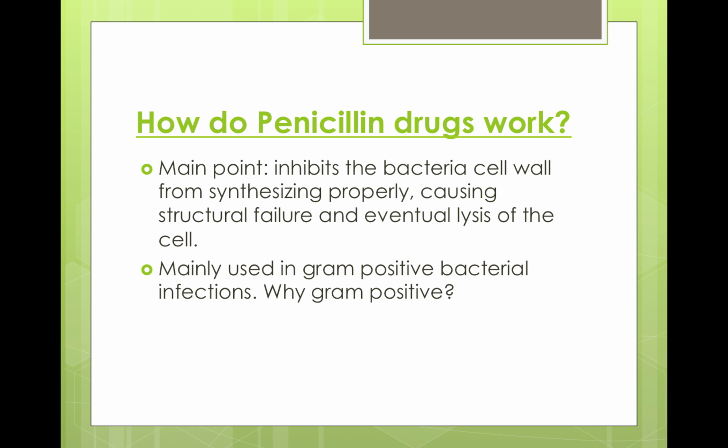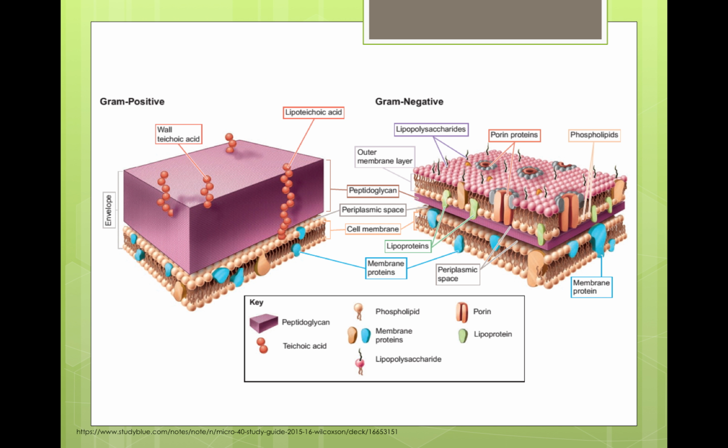So why gram-positive? I know this isn't a micro class or anything like that, but we'll just touch on this briefly. Over here on the left is a gram-positive bacterial cell wall, and this has a ton of peptidoglycan, which is what makes up their cell wall. Plants use cellulose, fungi use chitin, bacteria use peptidoglycan.